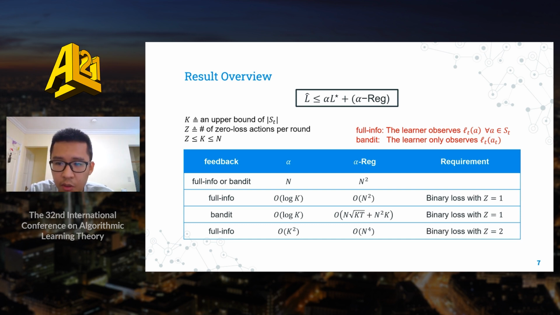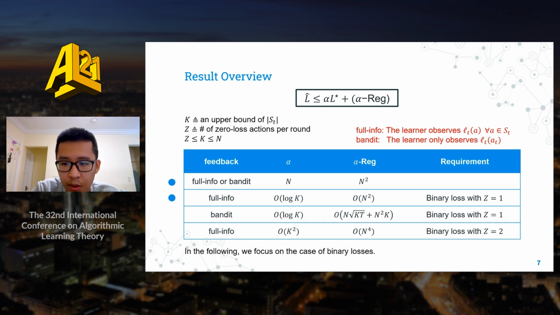When the number of zero loss actions is larger than 1, we have some preliminary results to get an approximation ratio of k squared when the number of zero loss actions is 2 in every round. This is shown in the fourth row in the table. In the following slides, I will briefly go over the first two algorithms, and I will assume that the losses are binary for simplicity in all cases.